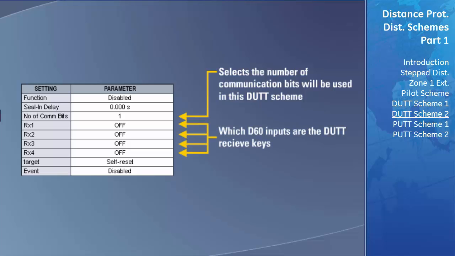The next 4 inputs in the menu let the D60 know which inputs to the relay are the 4 DUTT receive key signals. Again, these may be contact inputs, remote inputs, or direct inputs. If only one key is being used in the DUTT scheme, only the field labeled RX1 needs to be assigned. If 2 keys are being used, only the fields labeled RX1 and RX2 need to be assigned. If all 4 keys are being used, all 4 receive bit fields need to be assigned. Finally, set the target and the event fields if you want the operating of the DUTT scheme to show up on the front panel and in the event record.